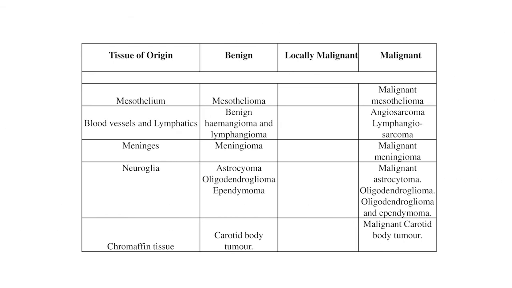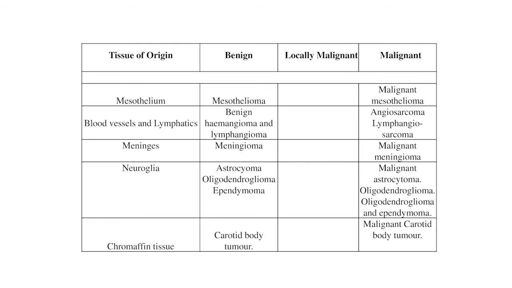Tissue of origin is the connective tissue, again mesothelium: the benign tumor is mesothelioma and the malignant tumor is malignant mesothelioma. Blood vessels and lymphatics: benign tumors develop the hemangioma and lymphangioma, while the malignant tumors of blood vessels and lymphatics develop the angiosarcoma and lymphangiosarcoma. Meninges: the benign tumor is meningioma and the malignant is malignant meningioma.